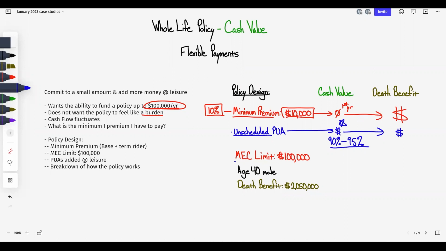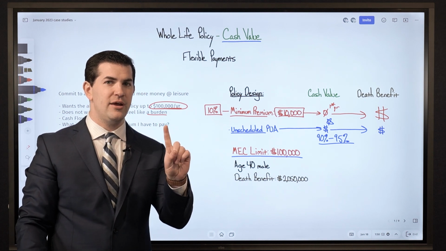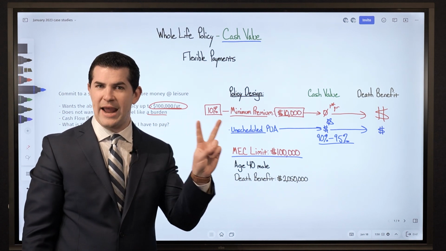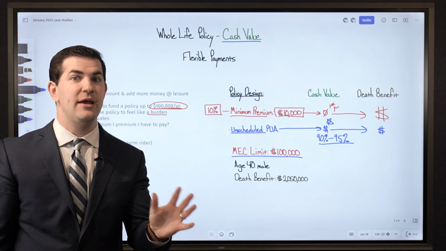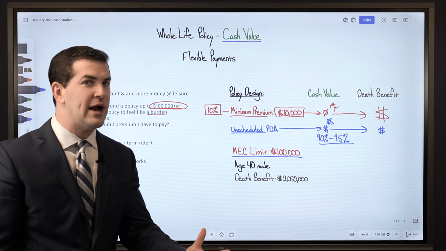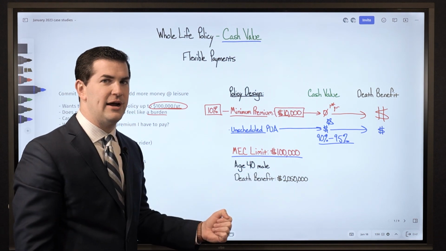That MEC limit is exactly what it sounds like. What are the core benefits to the cash value that often attracts individuals to these products? There's three of them. Number one is it's a safe area to position money. Number two, it's liquid. We can access that cash value. And then three, tax-free. Tax-free if we do not trigger a taxable event. One example is a modified endowment contract.